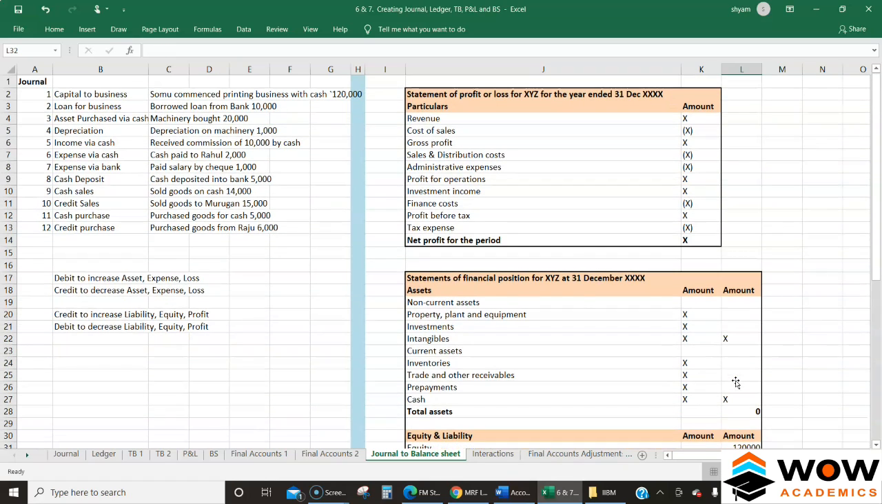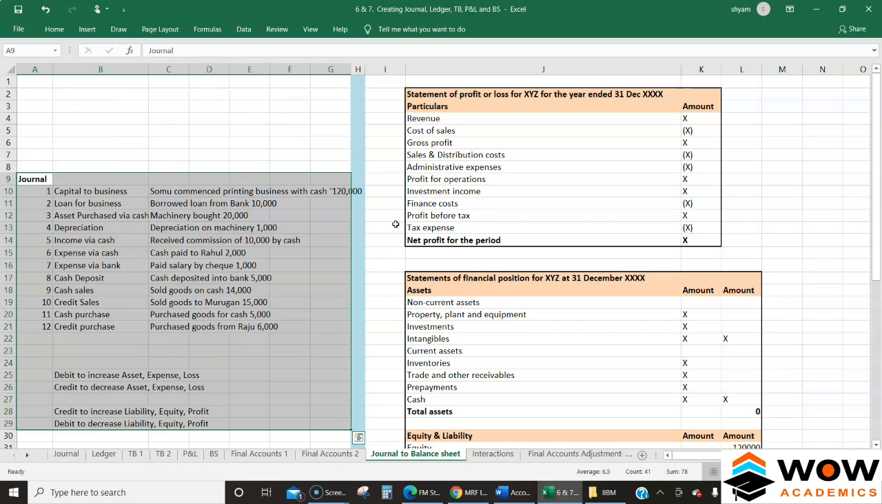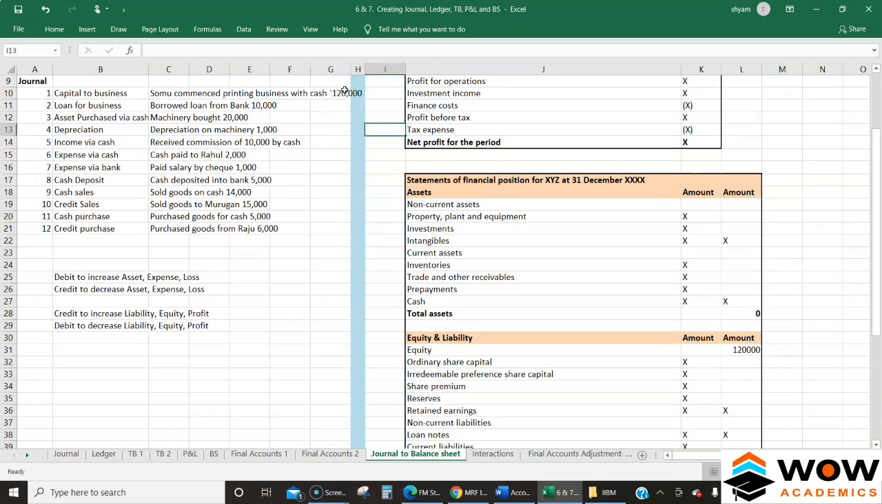Increasing capital by 1,20,000. The next is, there have to be two elements, right? You have increased the equity and liability side, so on the asset side, it should increase opposite. As he has introduced the capital as cash, you have to take it as cash. So this would also be 1,20,000.